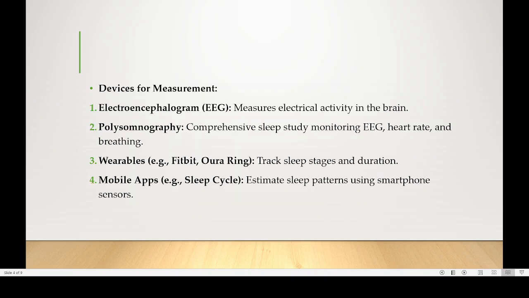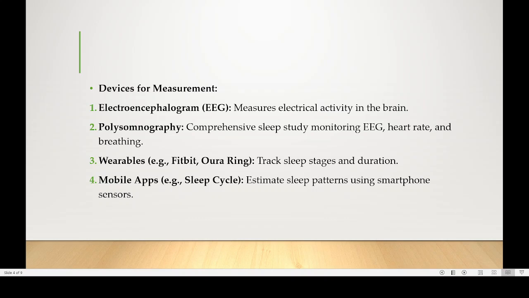Now here we have the different types of devices. The most common is the electroencephalogram. You might have seen this electroencephalogram. See here, you can see that this kind of device is known as the electroencephalogram. It will be able to give a reading of the electrical activity of your brain.